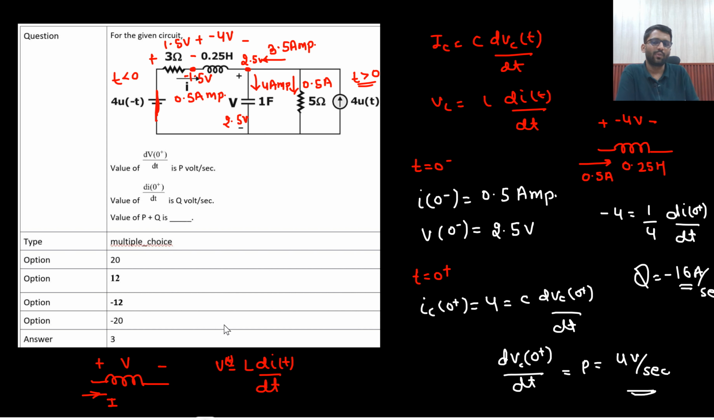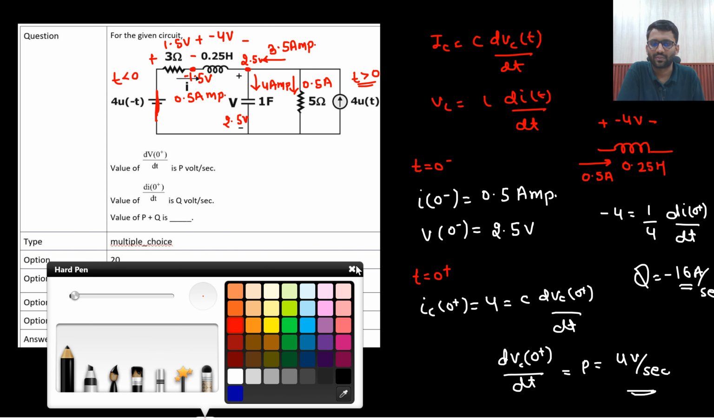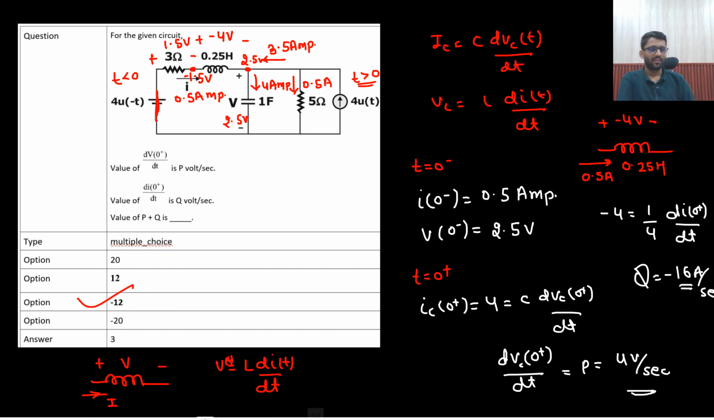So P times Q, 4 into minus 16, would be minus 64. Hmm, actually the sum P plus Q, 4 minus 16, is minus 12. So this is the correct answer. Well and good. Okay, this was a good question. You need to see the direction as well, in which direction the voltage is there.